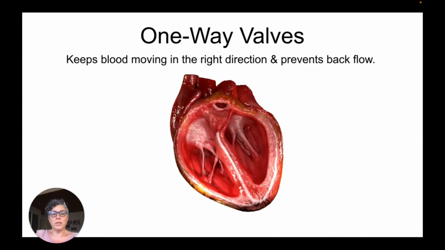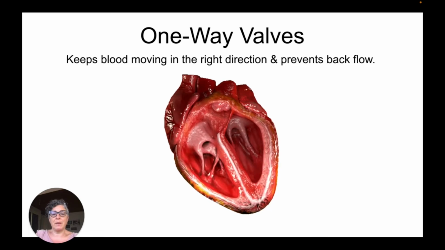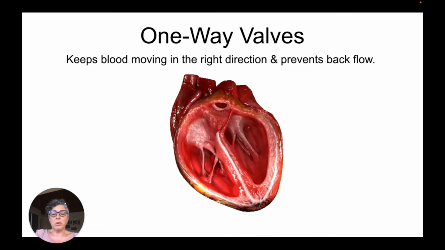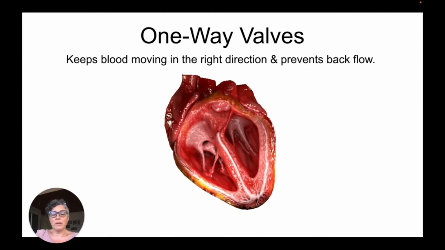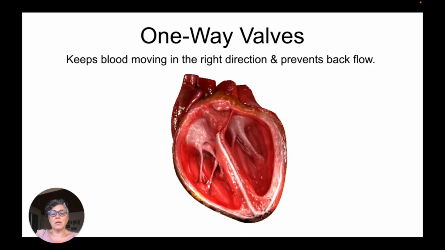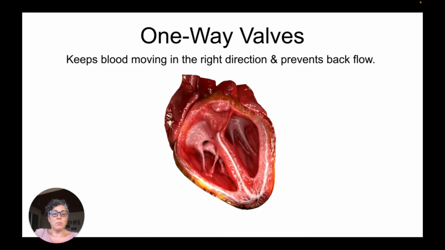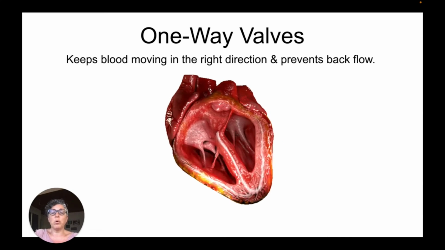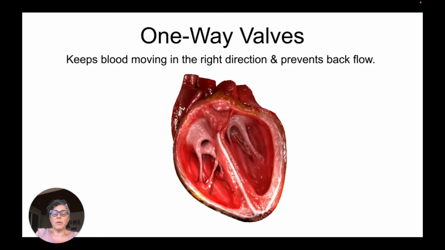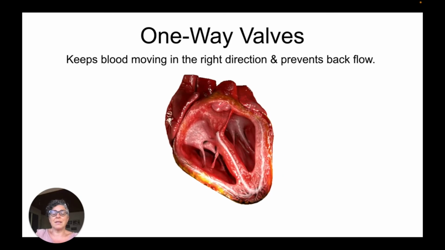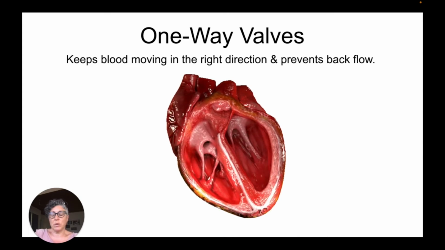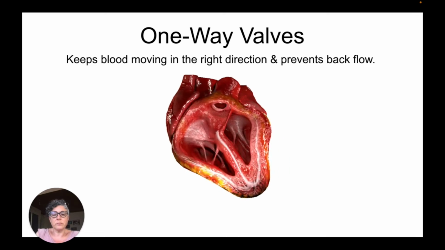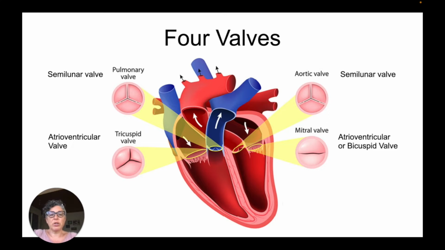And that's important because that is what is going to prevent backflow, because you don't want blood from the ventricle, when the ventricle is contracting, to go back into the atrium. You want it to go out the pulmonary artery. That's the whole point. You want to make sure the blood is flowing in the right direction and that it's not flowing backwards. And that is what these valves do. Okay, so let's just take a look at these valves and their names and where they're located.